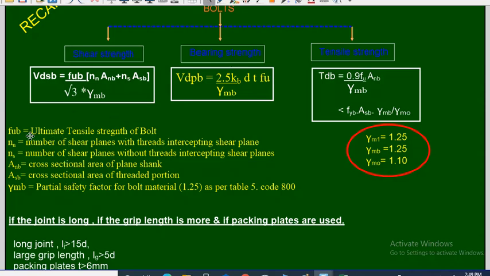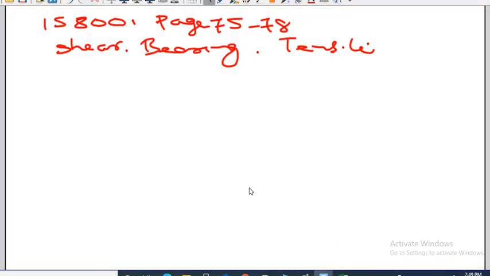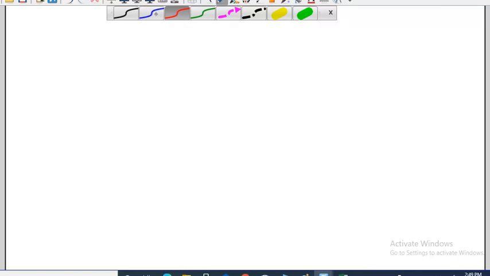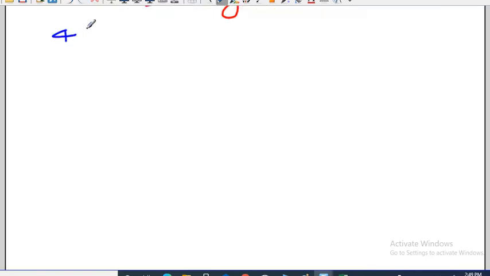What do these terms mean? FUB means the ultimate tensile strength of the bolt. Then NN is the number of shear planes. I have already explained this, but once again: normally the grade of the bolt we use is 4.6. If it is a black bolt, it's 4.6. So this 4 indicates FUB is equal to 4 into 100, that is 400 megapascal.